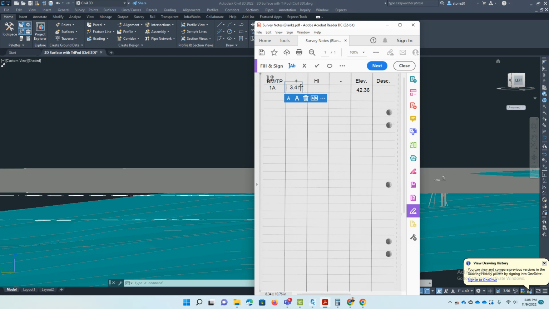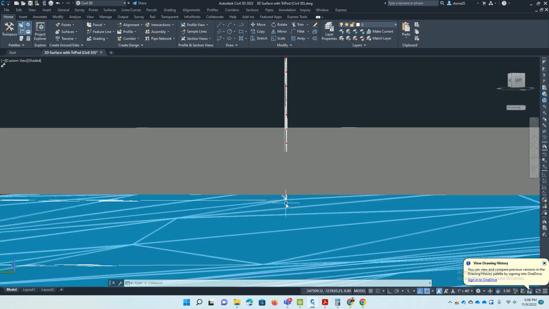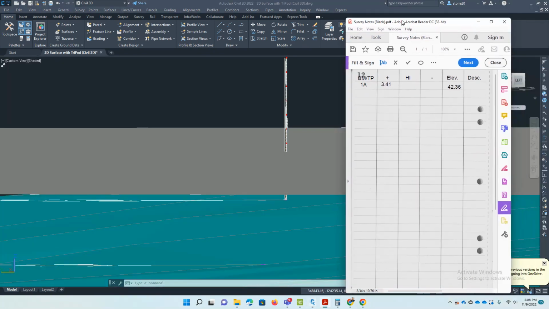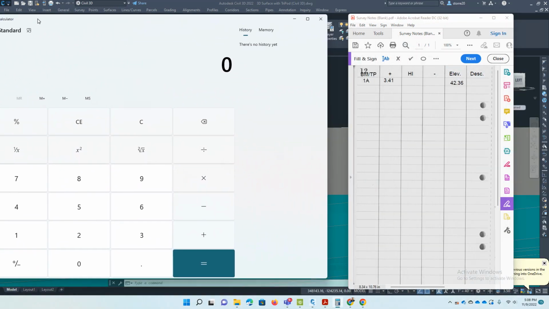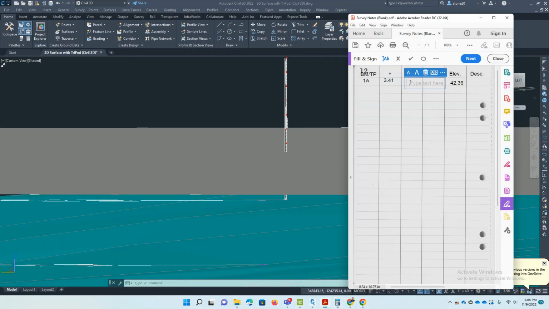So that's our plus. Then we need to get the HI, which is where I'm going to take the point on the ground and plus it to get the HI. That's the height of instrument. To do that, I'm going to take my calculator and take the 42.36 plus the 3.41 equals 45.77. So I'm going to put that here, 45.77, and that's going to be our HI.